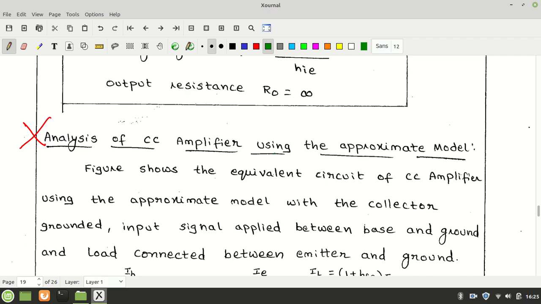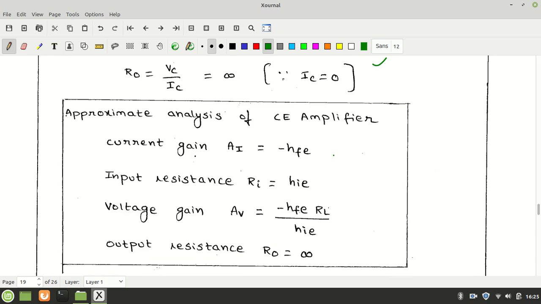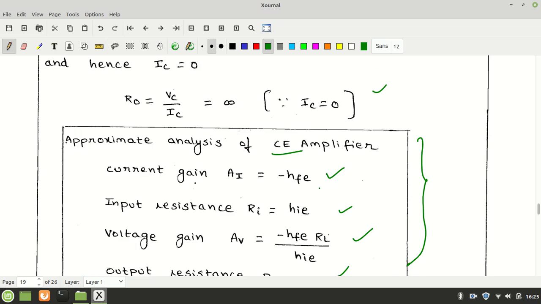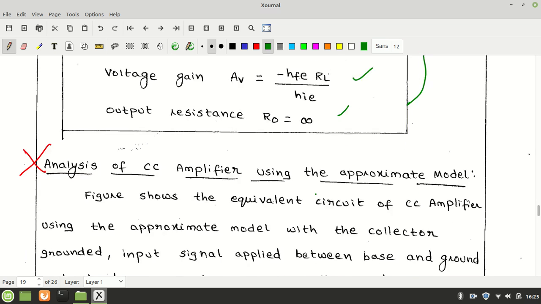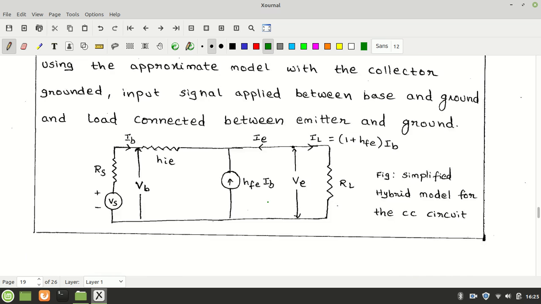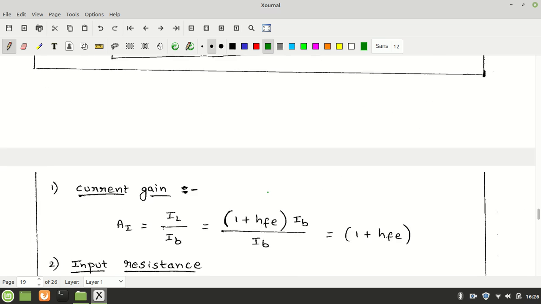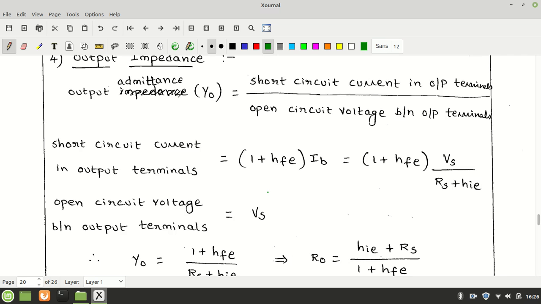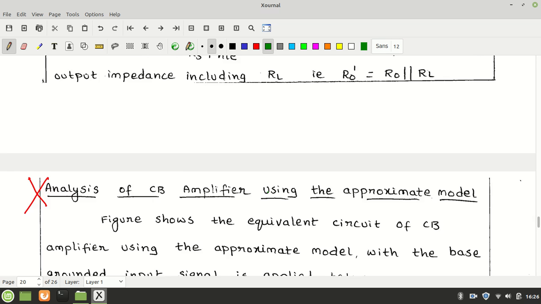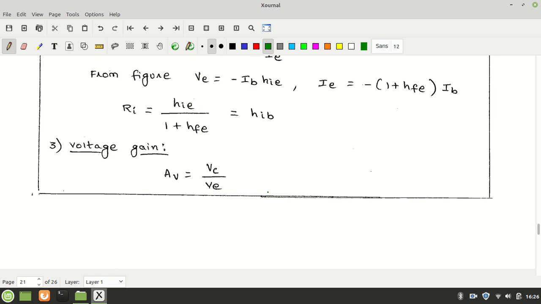The approximate models are summarized here. You can see the differences between the formulas of the approximated model and the actual model of the CE mode amplifier. But the same calculations for CC or CB mode are not included in our syllabus, so we should skip those things.